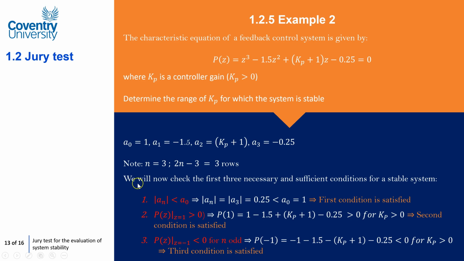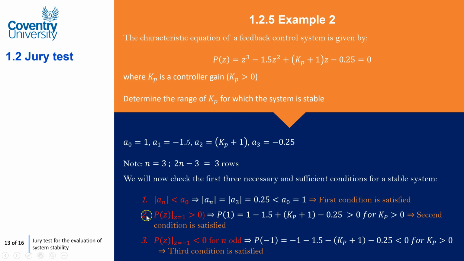Okay, so what we're going to do now is check the first 3 necessary conditions. So in this case, remember this condition: the modulus of AN must be less than A0. So AN, which in this case is A3, so 0.25, must be less than A0, which is equal to 1. So the first condition is satisfied.